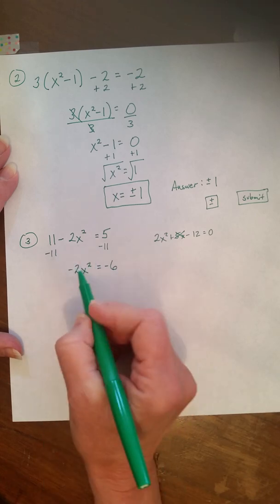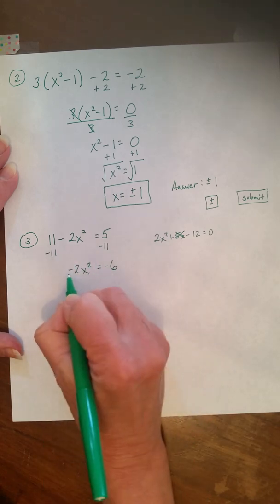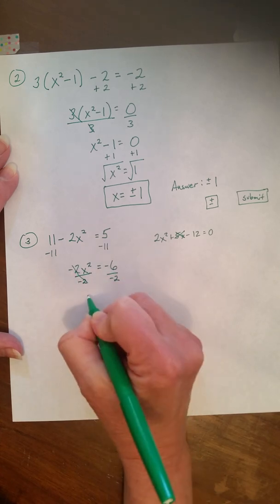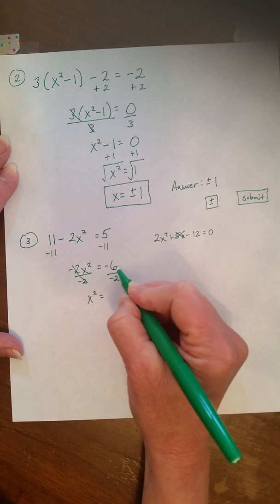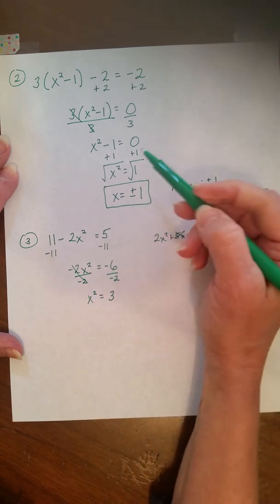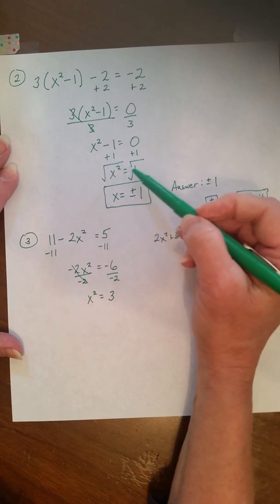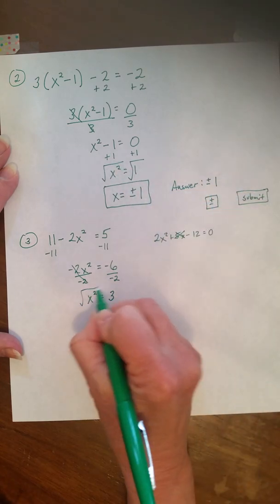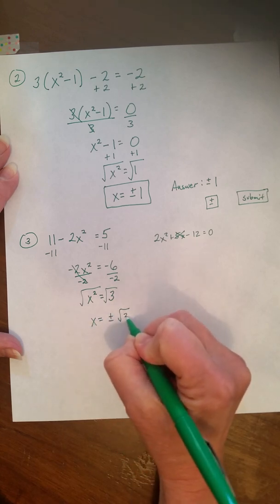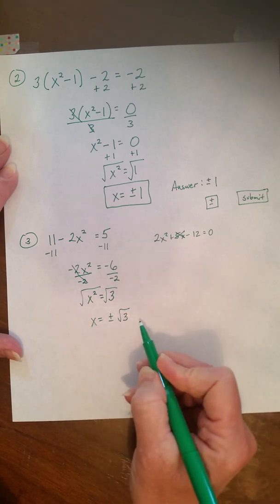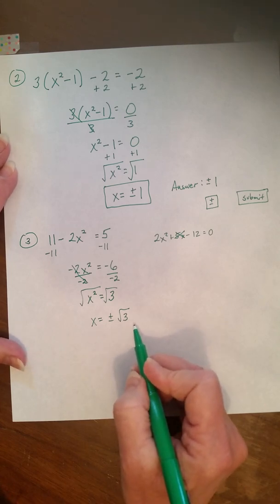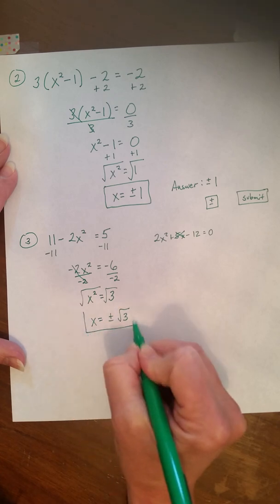So I'm going to isolate the x squared term. Now I'm going to divide by the coefficient of negative 2. So I have x squared equals negative 6 divided by a negative 2 is a positive 3. Now like back here, I was left with x squared equals a number. So I'm going to take the square root to get x equals plus or minus the square root of 3. Since the square root of 3 is not a perfect square, we're going to leave it as a square root. We're going to leave it as a radical. So that's going to be our answer.